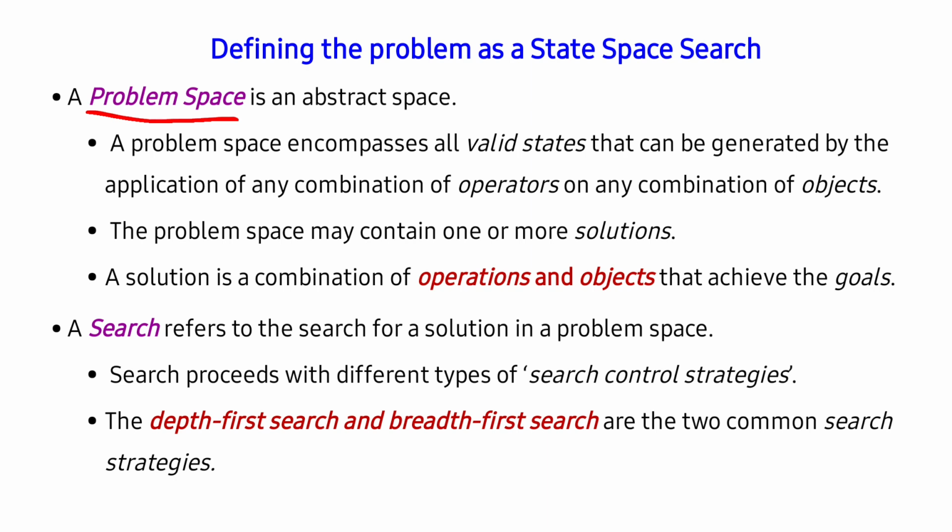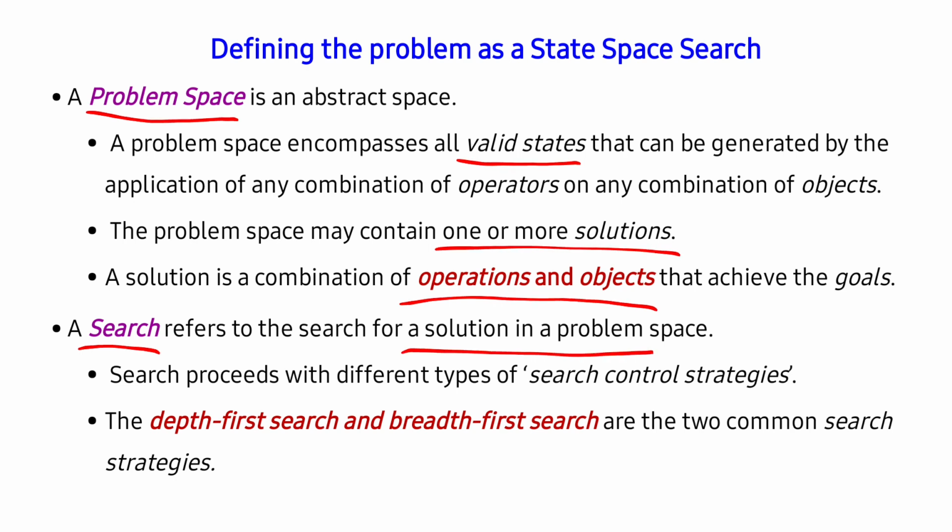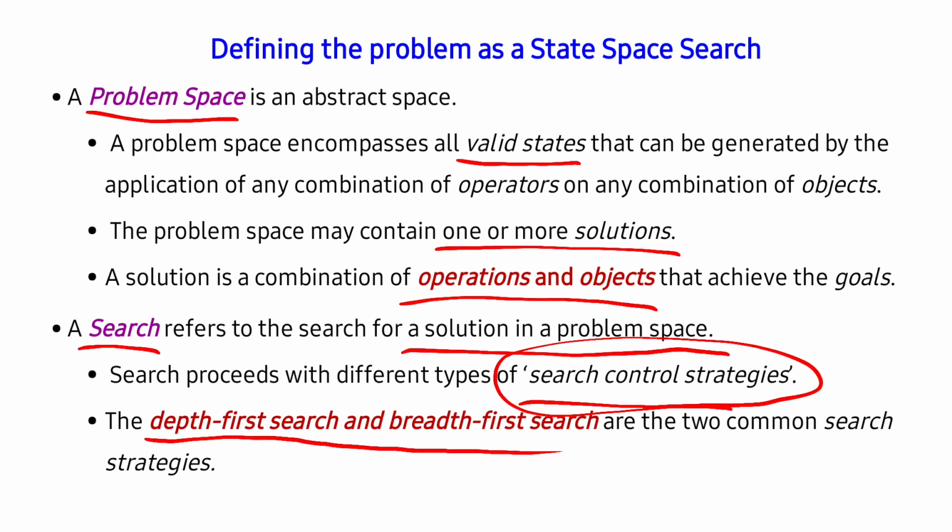A problem space encompasses all valid states that can be generated by the application and it may contain one or more solutions. A solution is nothing but a combination of operations and objects that you will apply to achieve your goal. And the second one is search. Search refers to finding a solution in a problem space. And search proceeds with different types of search control strategies like breadth first and depth first search. So these are the two common search strategies that you will apply when defining a problem in your state space search.